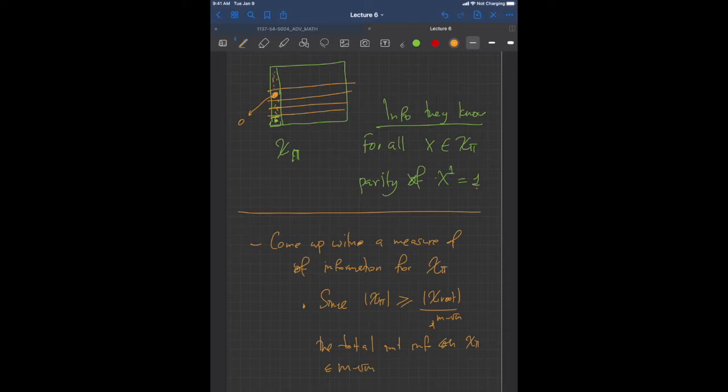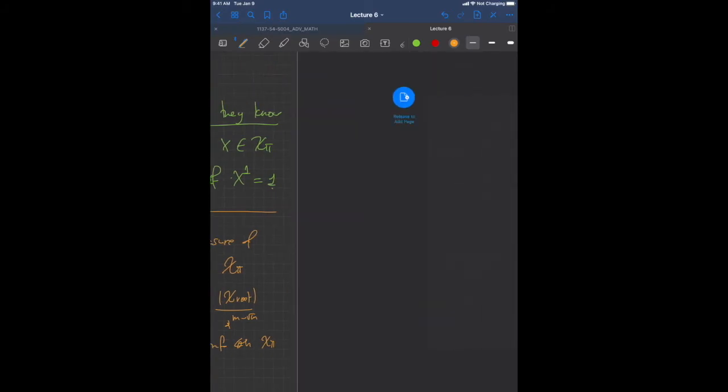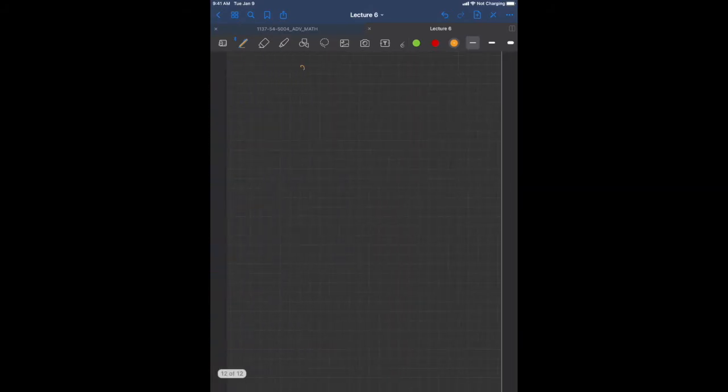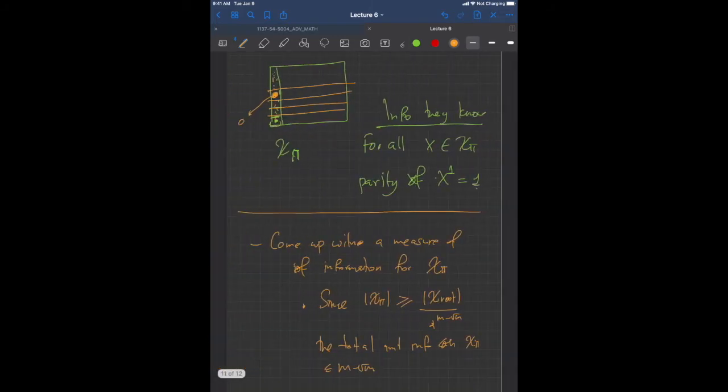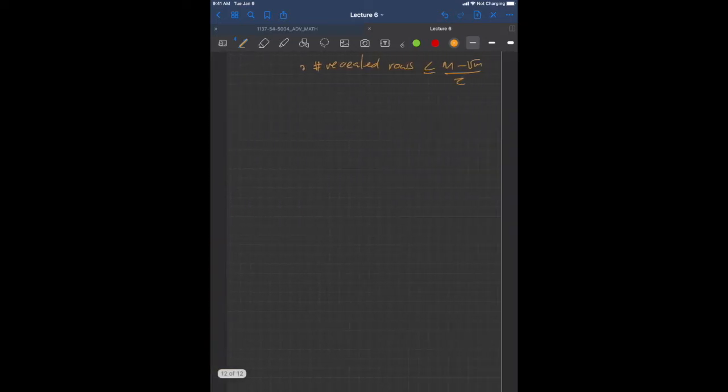And then the second part is more important. We want to say that it's spread across the rows: the number of revealed rows is at most m minus whatever square root m divided by tau. I think this should be a 4 square root m here, but some order square root m. Okay, we'll fix those things later. So these are the two properties that we want.